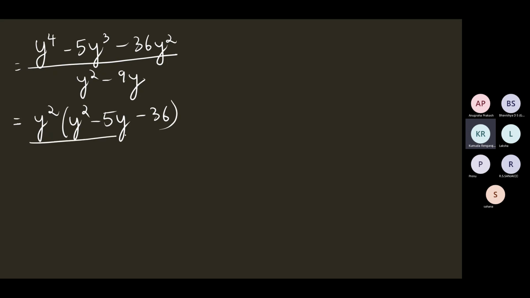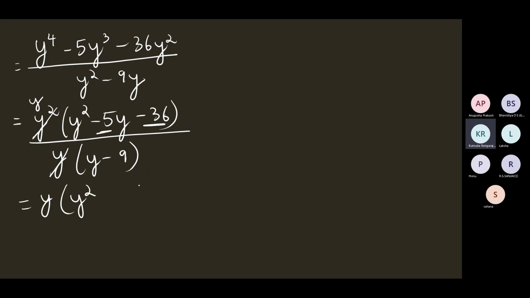In the denominator also, we have y common. So take out y, which gives you y minus 9 in the bracket. Now y and y squared cancel and you have a y remaining in the numerator. In the numerator, the expression in the bracket, y squared minus 5y minus 36, can be factorized by splitting the middle term. The sum is minus 5 and the product is minus 36. So the two numbers are minus 9 and plus 4.